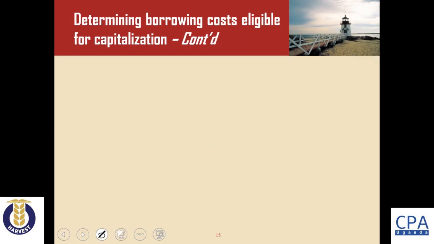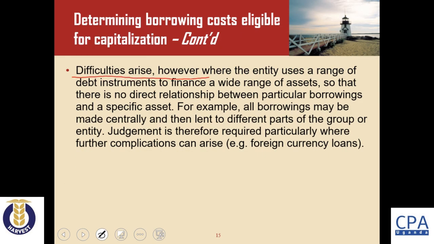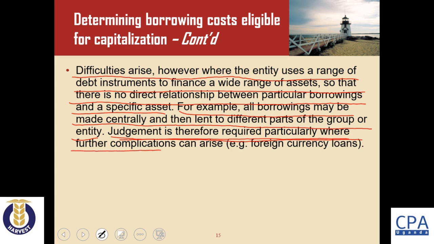However, we are saying difficulties arise where the entity uses a range of debt instruments to finance a wide range of assets, so that there is no direct relationship between particular borrowings and a specific asset. For example, all borrowings may be made centrally and then lent to different parts of the group or entity. Judgment is therefore required, particularly where further complications can arise.